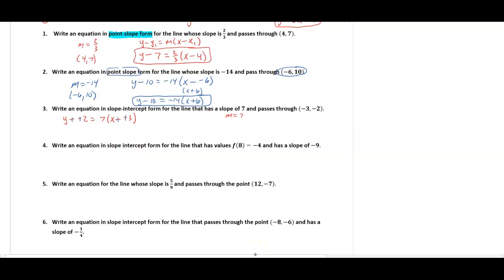So now, that's point slope form, but they want it in slope intercept form. So I actually have to distribute the slope here. So I'm going to go ahead and distribute the 7. So y plus 2 equals 7 times x is 7x. 7 times 3 is 21. And now I'm going to solve for y by subtract 2, subtract 2. That would give me y equals 7x. 21 minus 2 is plus 19.